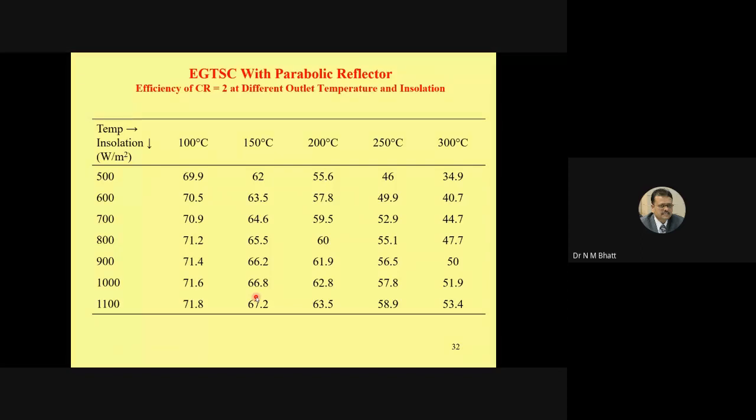These are of course the simulation results for various air outlet temperatures and various insolation. You can see that with lower temperature and maximum insolation, the efficiency is as high as 72%, and the minimum is around 70%. Similarly, for temperatures as high as 300 degrees centigrade, the efficiency varies from 35% to around 53%.